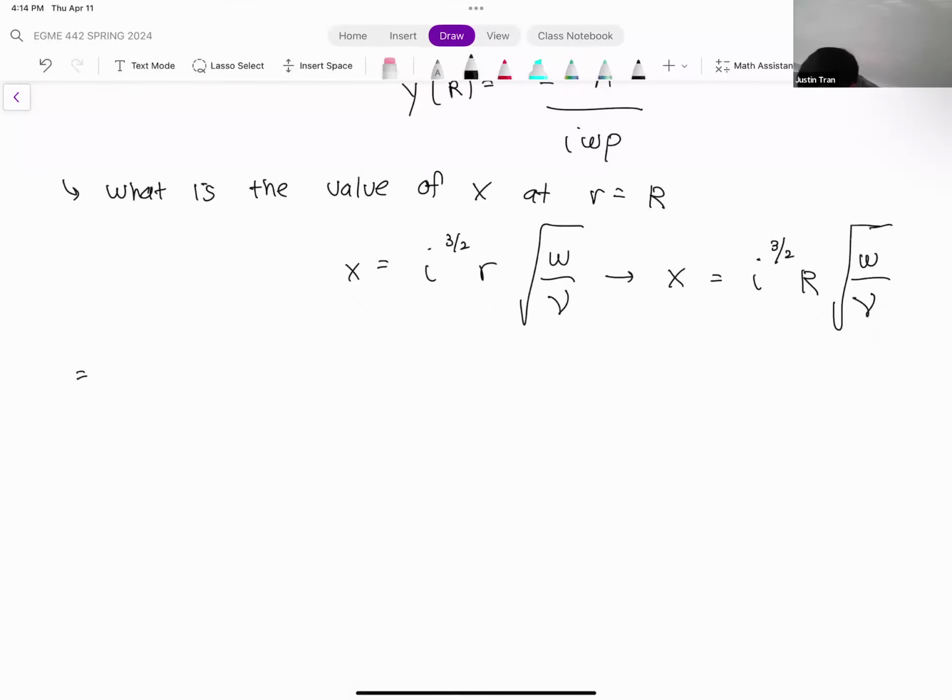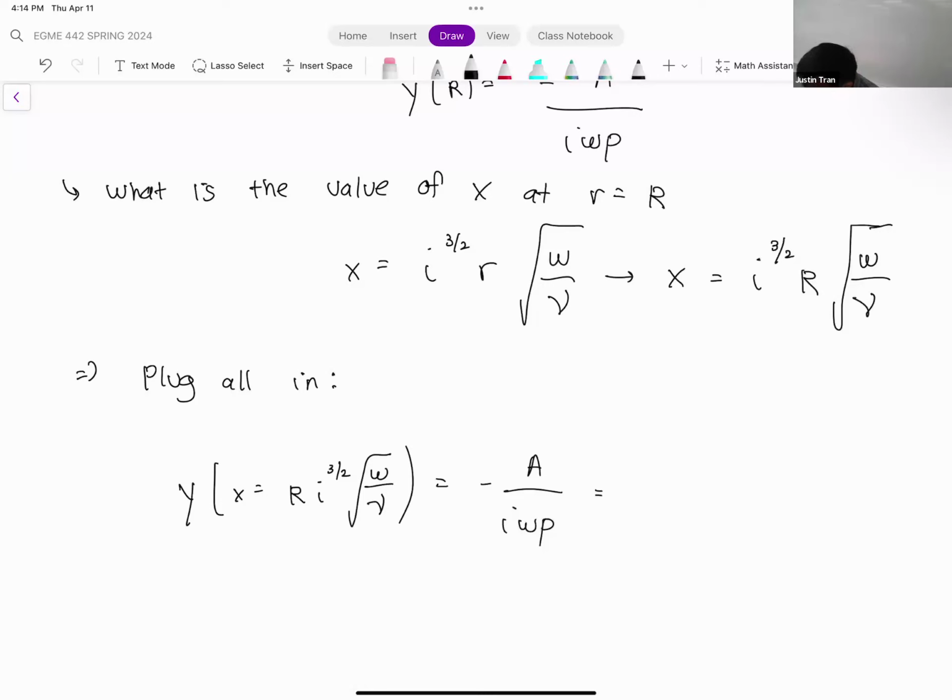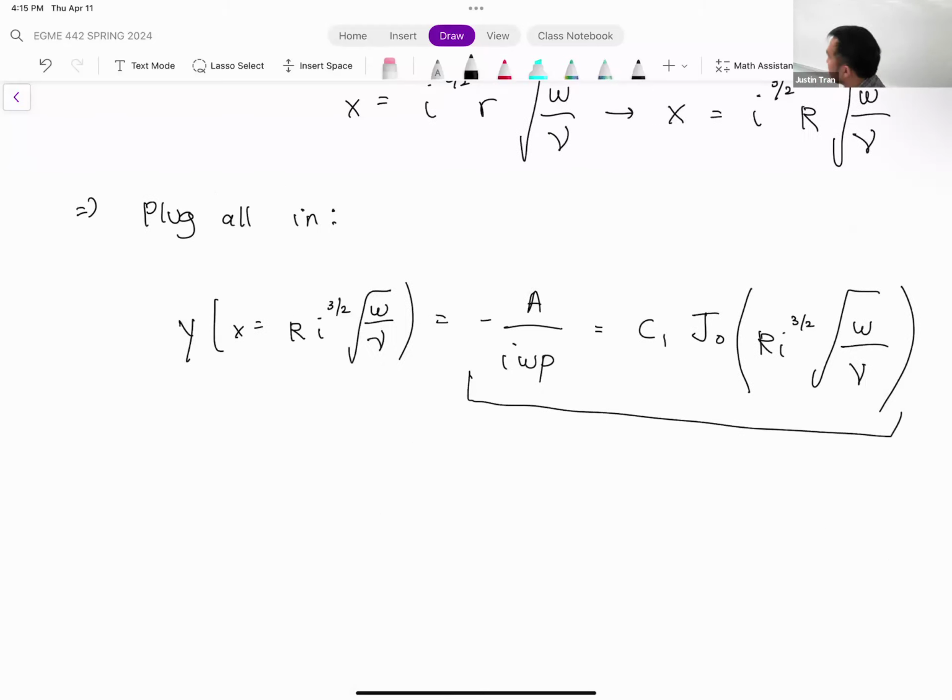Okay. All right, so let's go ahead and plug all these things in. We have y evaluated at x equal to big R, I to the 3/2, square root omega over nu. This is equal to minus a over I omega times rho. And this is equal to C1 times J0 at R, I to the 3/2, square root of omega over nu. So that right there is our boundary condition that we're going to apply. Okay, so it's a little bit of a mess. It involves a Bessel function and a lot of these properties, but it is an equation we can solve directly for C1.